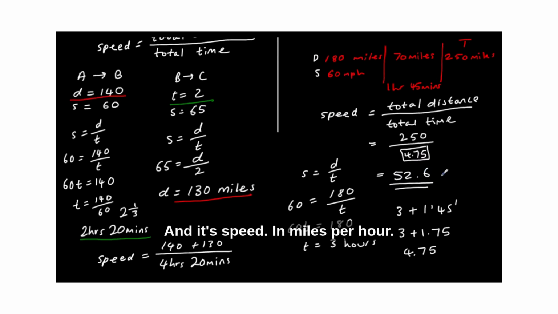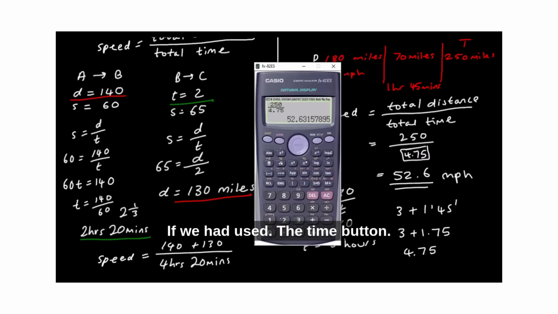52.6, and its speed in miles per hour. If we had used the time button, 250 over 4 hours 45 minutes gets us the same answer of 52.6.